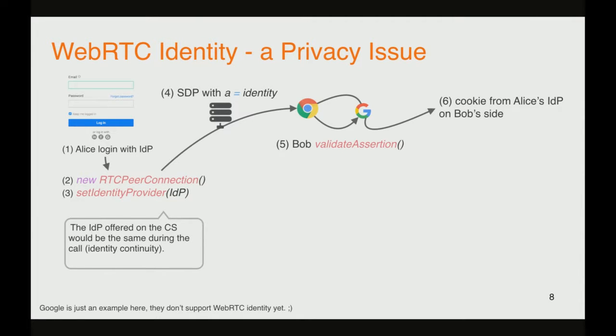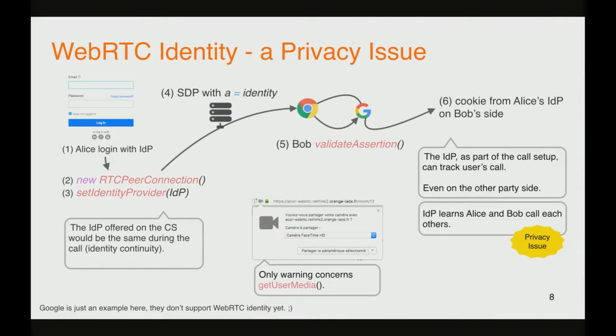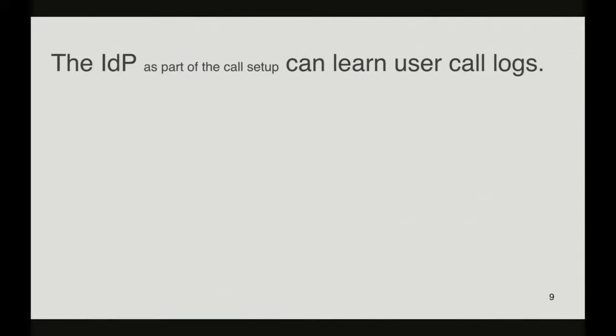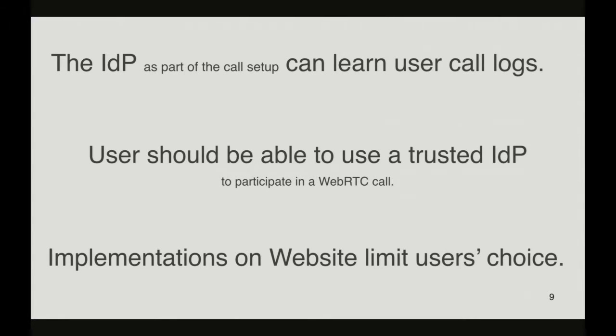And so this is useful information, as basically the identity provider is now participating in the call establishment and knows the same information as the WebRTC service providers. So it knows the user call logs, when they are calling and to whom. And regarding the type of warning the user gets, the only warning they get is related to the sharing of their camera. So they may not be aware that the identity providers are getting information about the call. So, like I said, the IDP can learn user call logs, and users should be able to use the trusted IDPs. But the implementation on websites is limiting the user choices.